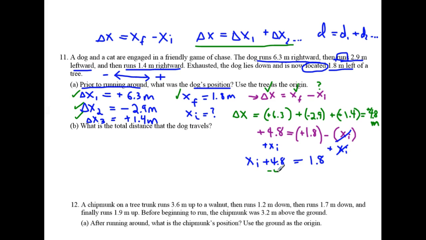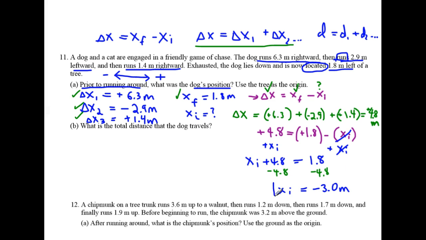Next, I subtract 4.8 from both sides in my quest to isolate x sub I. And x sub I comes to a negative 3.0. Now, if you got positive 3.0, that's because you didn't consider this negative sign right here. We're subtracting x sub I, so we need to make x sub I positive, change this to a positive. And I did that by bringing x sub I to the other side.